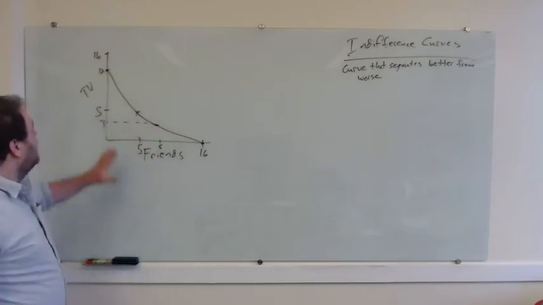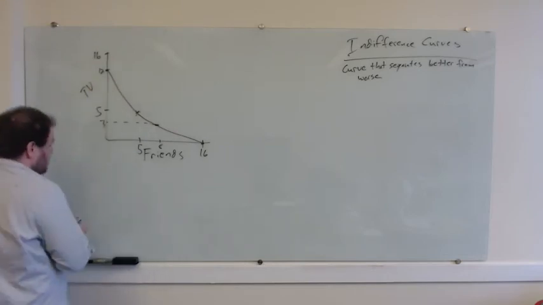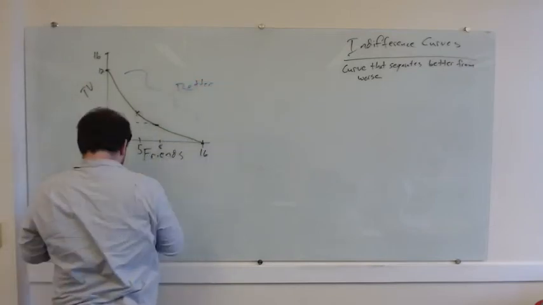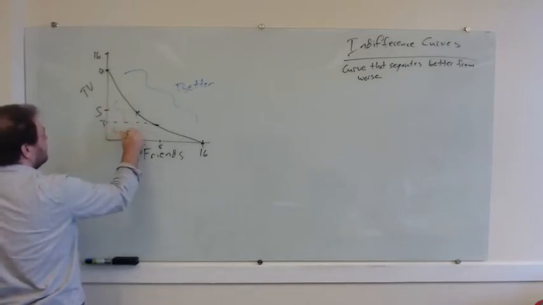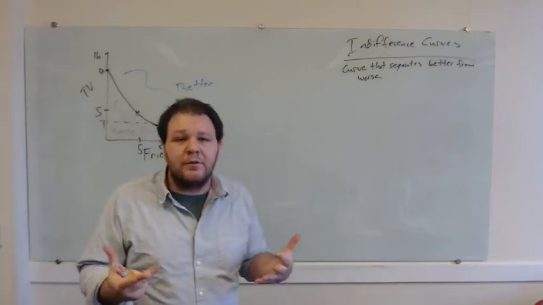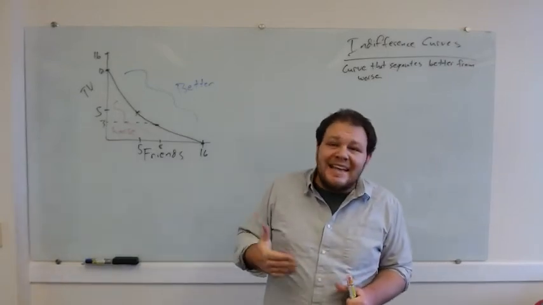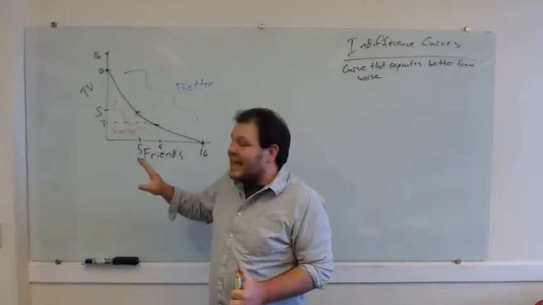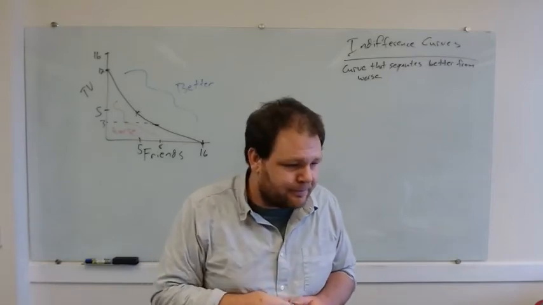To draw a curve, just like before, it's going to separate better from worse. So we're going to have better up here. We're going to have worse down here. And just like before, everything on the curve is just as good as everything else on the curve. The only difference between what we're doing now and what we did in the last example is that now I can't tell you mathematically why it is that I drew the curve the way I drew it. It just comes from my own preferences, and your curve might look different.